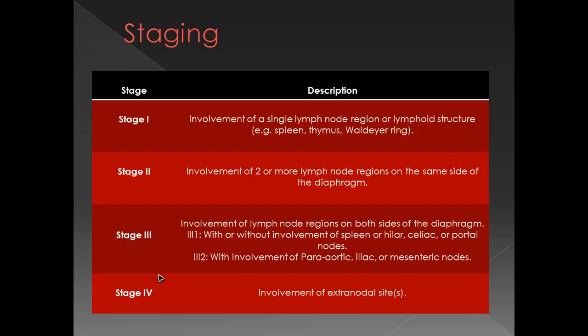We divide stage 3 into 2 subtypes: the first with or without involvement of the spleen or hilar, celiac, or portal nodes. The second type is the involvement of para-aortic, iliac, or mesenteric nodes. The fourth stage is involvement of an extranodal site.